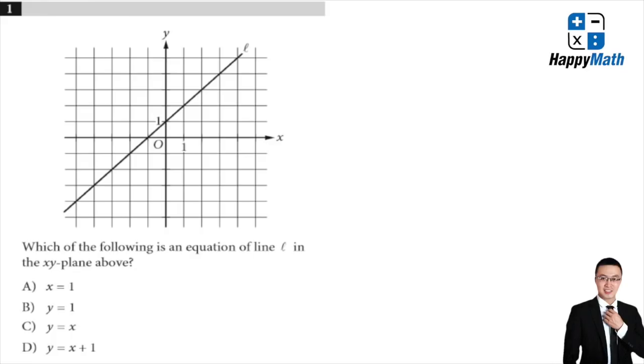Question 1. Which of these following is an equation of line L in the xy-plane above? Remember the general form of the line is y equals mx plus c, and c has the meaning of the y-intercept. So the y-intercept in this equation here is 1. A cannot be because here you have y. B no. C no. So only D is the right final answer.